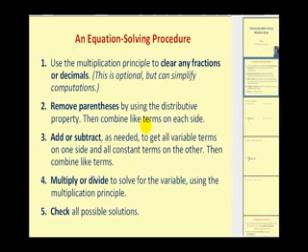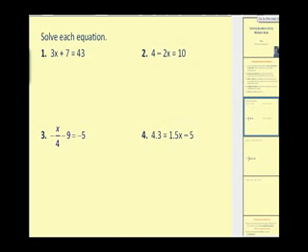Step 1, we'll use the multiplication principle to clear any fractions or decimals if they are present. Step 2, we'll remove any parentheses by using the distributive property, again if there are parentheses. Step 3, we will add and subtract as needed to get all variable terms on one side and all constant terms on the other. Step 4, we will multiply or divide to solve for the variable. And then step 5, we'll check our solutions. So let's go ahead and give it a try.